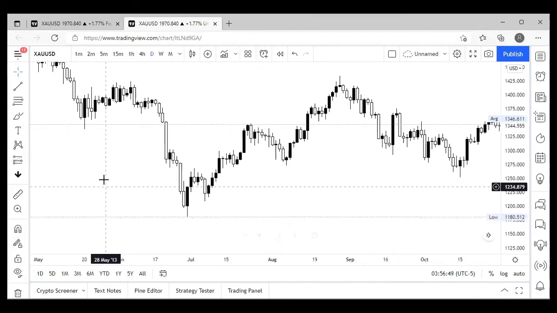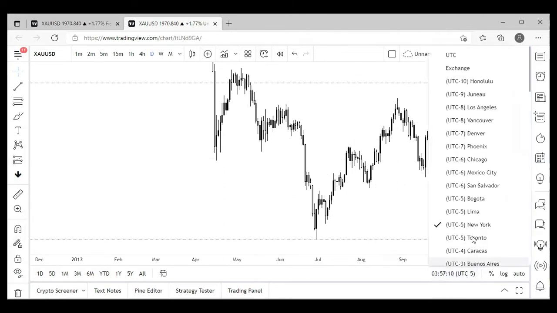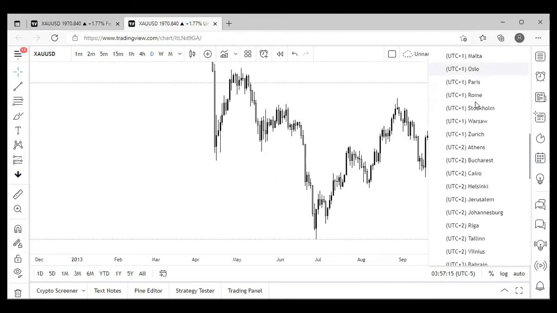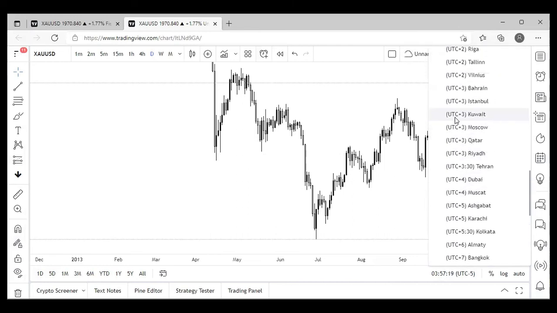Now we've customized our chart, right? Now when we look, there's the time zone here. This is important. You can change it. Right now my time zone is in New York time. I prefer to trade or analyze the chart based off of New York time. But if you want to change it to your local time, you can do that. When we look for Nairobi, I don't see Nairobi, but I see Moscow.